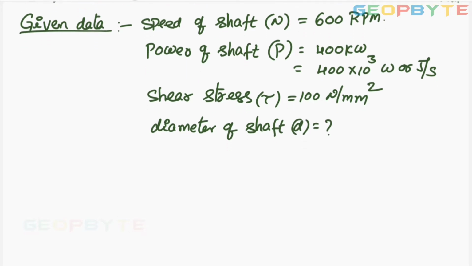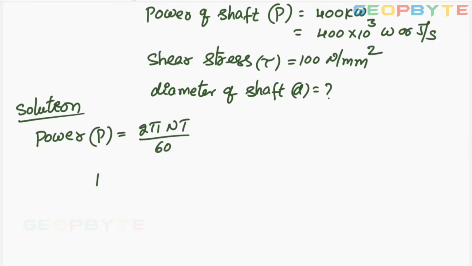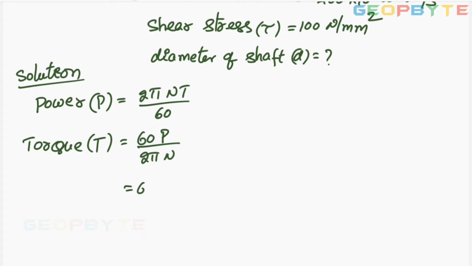Now let us solve the problem. Solution. Power P equal to 2 pi N T by 60. From this, torque T equal to 60 P by 2 pi N. It is equal to 60 into P. How much P is given?